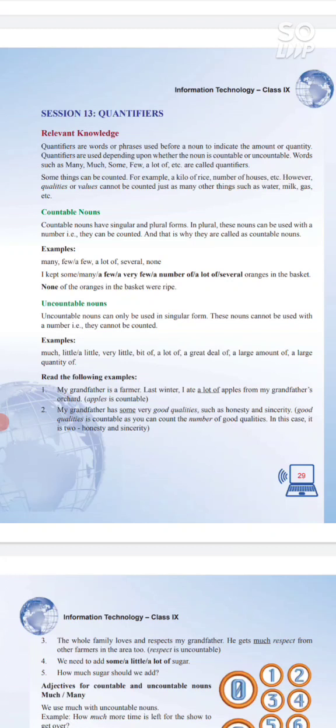Now we will read the following examples to understand the difference between countable and uncountable nouns. First example: my grandfather is a farmer. Last winter I ate a lot of apples from my grandfather's orchard. So apple is countable. Here the underlined phrase a lot of is used with apples, which is a noun, and also a countable noun. So a lot of is used with the countable noun.